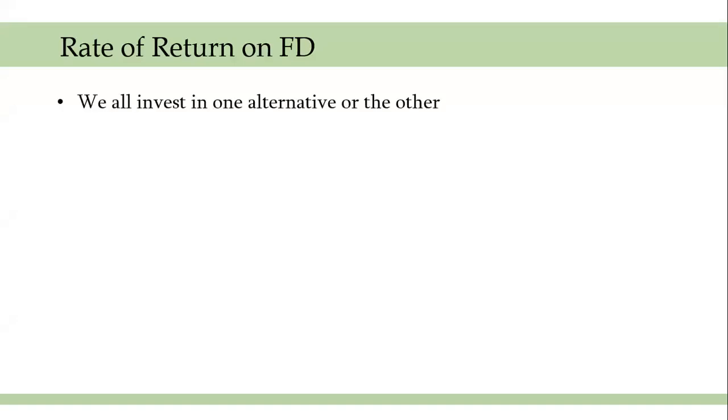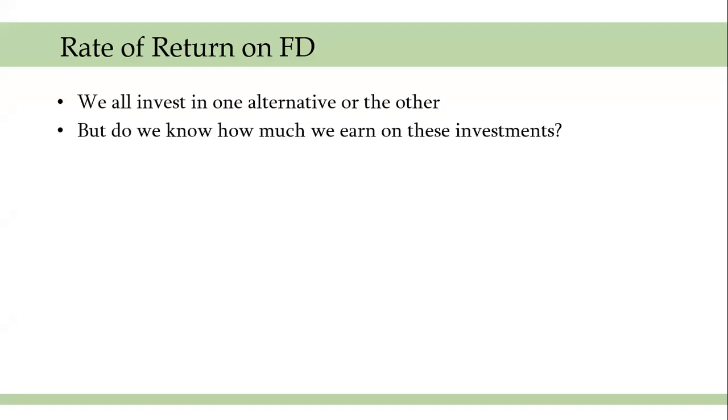Now, we all invest in one alternative or the other. Some of us invest in bank fixed deposits. Sometimes we buy shares of a company. Sometimes we buy real estate. Sometimes we invest in commodities like gold, etc. But do we know how much we earn on these investments? So this short video is going to explain how we compute the rate of return on investments.